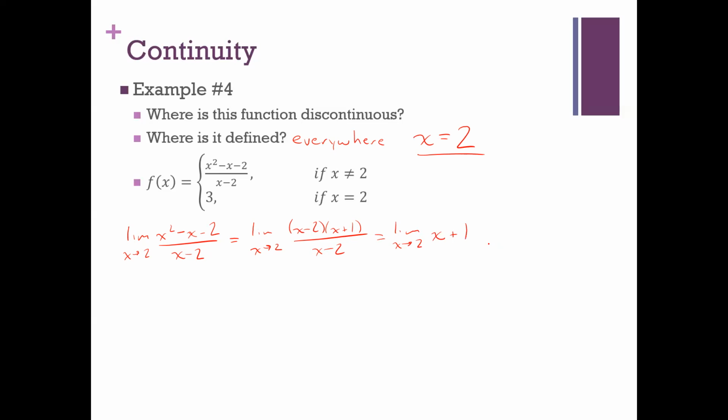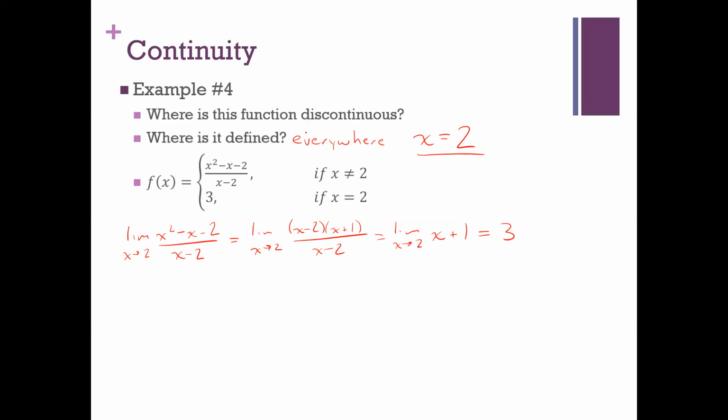Can I just plug 2 into this now? Yep, because that's a polynomial. So this limit is equal to 3, right? So now where is this function discontinuous? Go ahead. Yeah. Oh yeah, I guess we all just assumed that. So where is this function discontinuous? Why is 2 the only place we're looking?